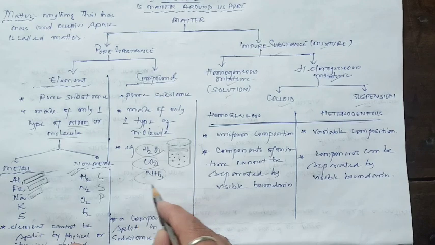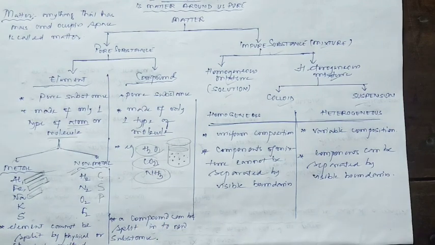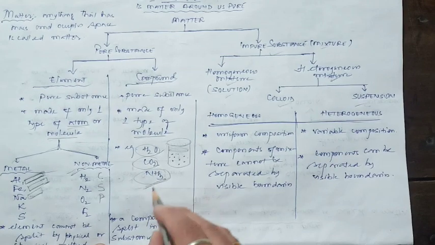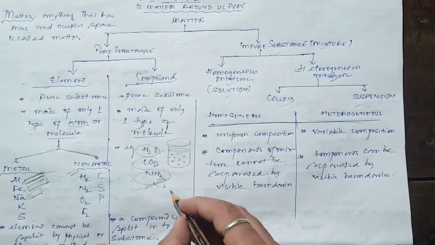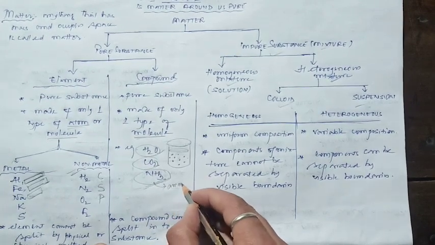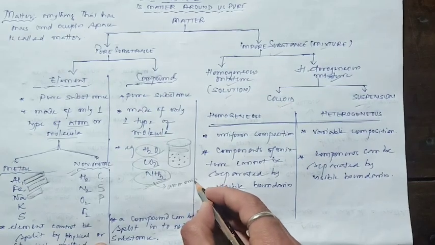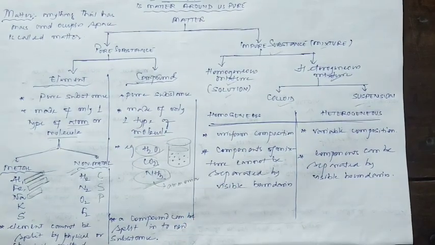Similarly, if I take a container filled with ammonia gas. Students, this is ammonia, NH3. This is the chemical formula for ammonia. Remember this. If we take a cylinder filled with ammonia, that cylinder consists of infinite, uncountable number of particles. That is ammonia particles, NH3.